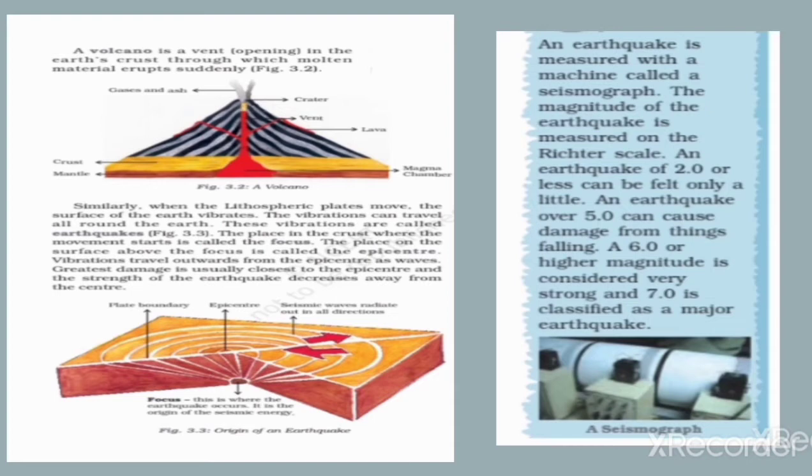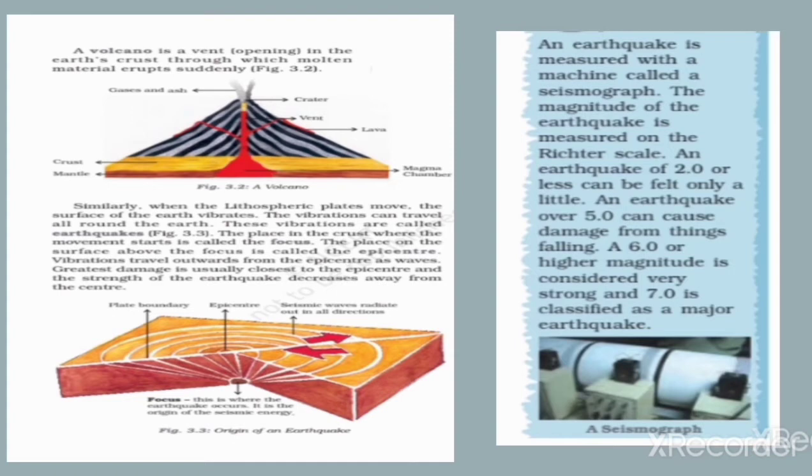The place in the crust where the movements start is called the focus. And the place on the surface above the focus is called the epicenter. Vibrations travel outwards from the epicenter as waves. The greatest damage is usually closest to the epicenter, and the strength of the earthquake decreases away from the center.